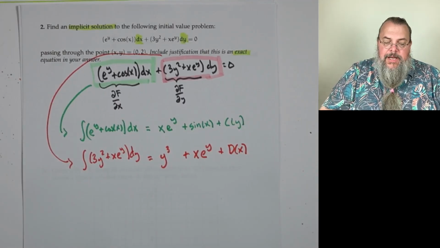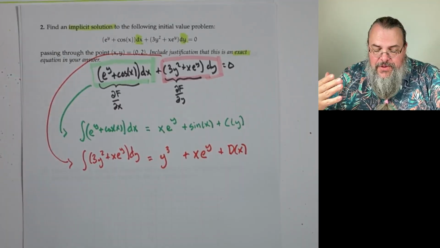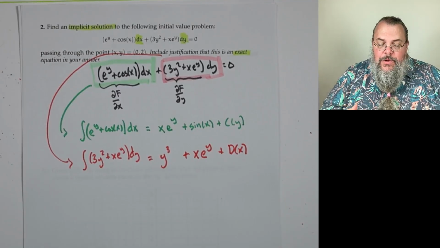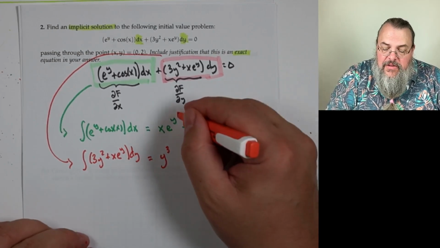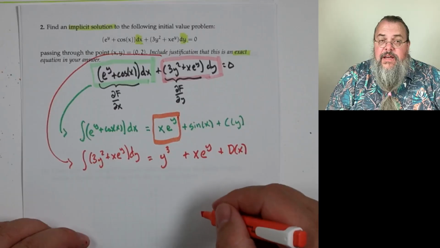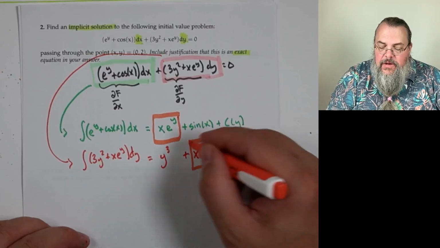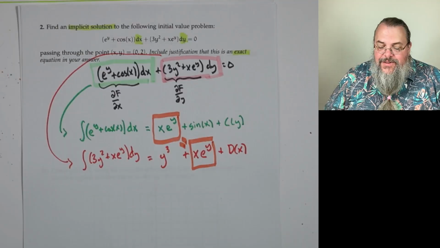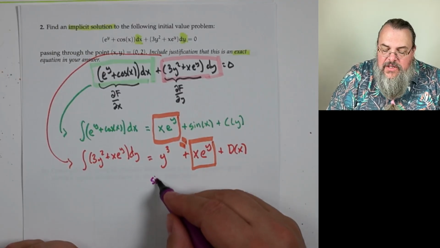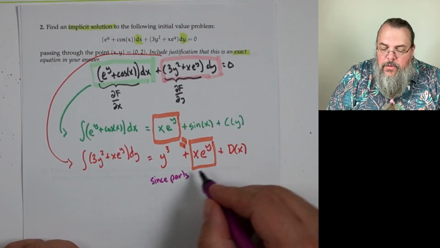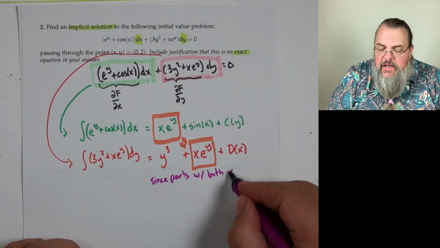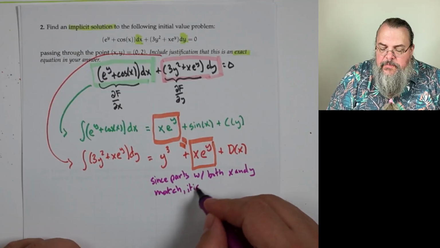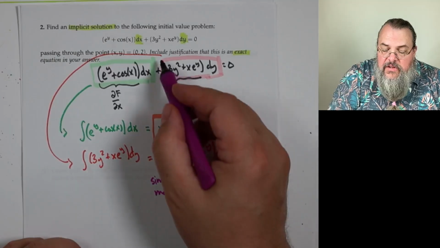All right, now, moment of truth. Here is where we find out if we have an exact equation. We say, okay, look at the pieces which have both x and y. So there's x e to the y and x e to the y. These parts match. And that's the test. So since the parts with both x and y match, it is exact. All right? So that's the justification they were looking for.